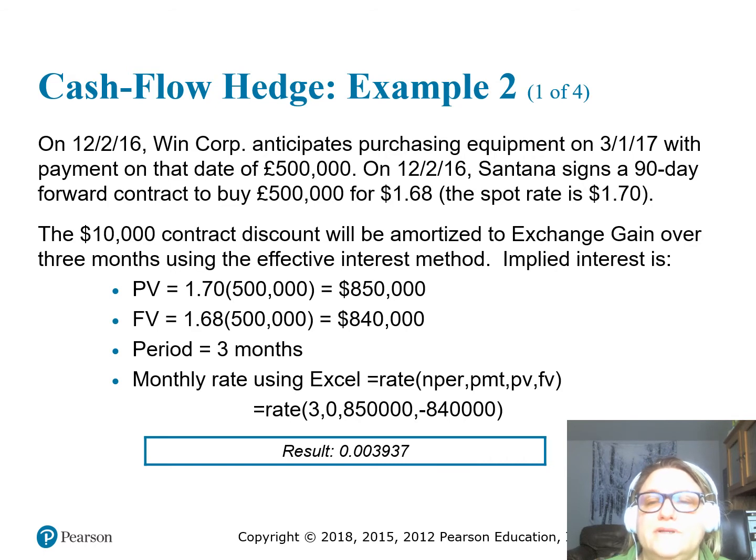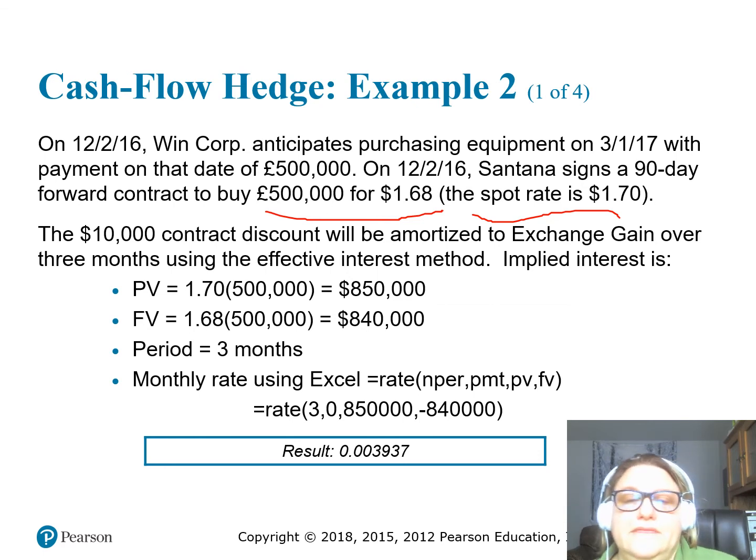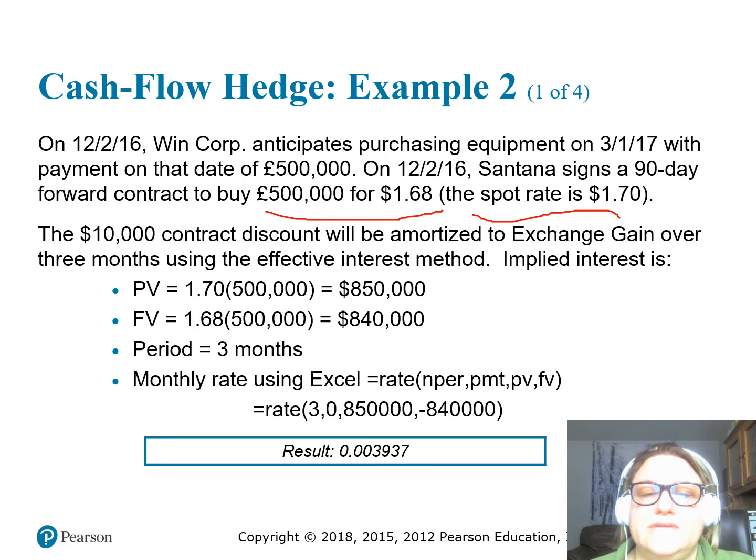We anticipate purchasing equipment on 3/1/17 with a payment of, I think this is pounds, 500,000. They sign a 90-day forward contract to buy 500,000 for $1.68, and the spot rate is $1.70. So it's a 90-day forward. So here comes your favorite thing. I know you don't like to do present value and future value, and I know you don't like implied interest, but I figure as much as you've done in previous chapters, you should be pros at it. So the $10,000 contract discount will be amortized to exchange gain over 3 months using effective interest.